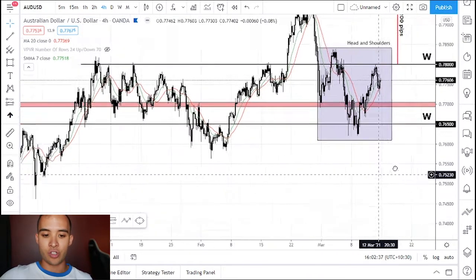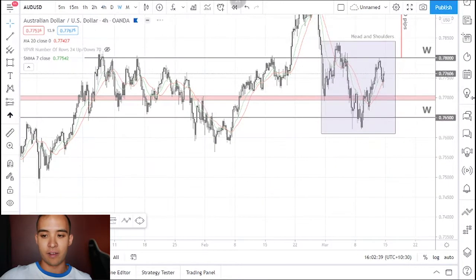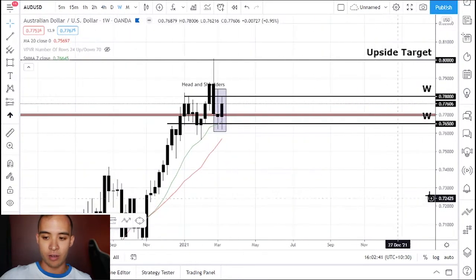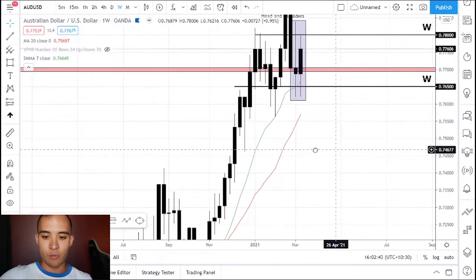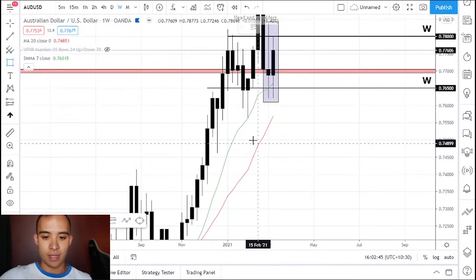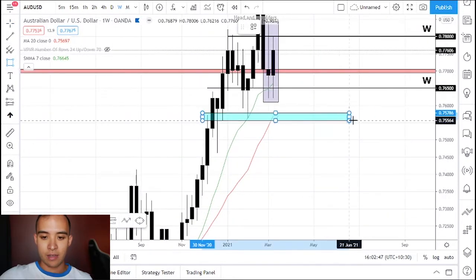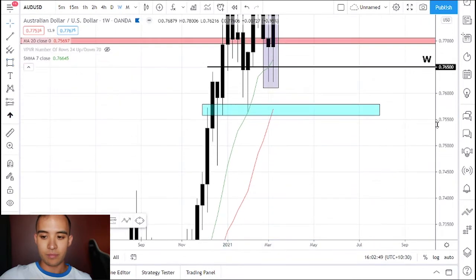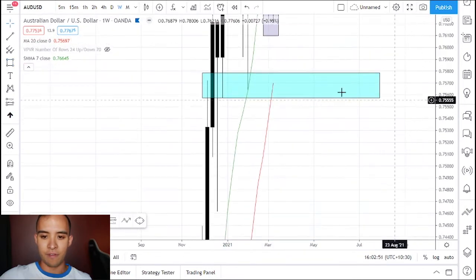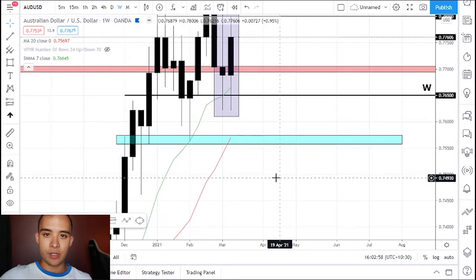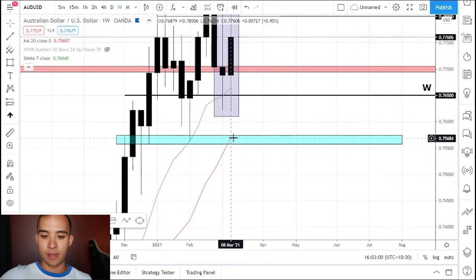And the area which I would short to would just be the next significant area. So I'll look here on the weekly. I'll see where the wicks were last. And right here, I just see an area just above the 0.755. So really what it could be doing here is it could just drop and touch the 20 moving average, but we don't know.